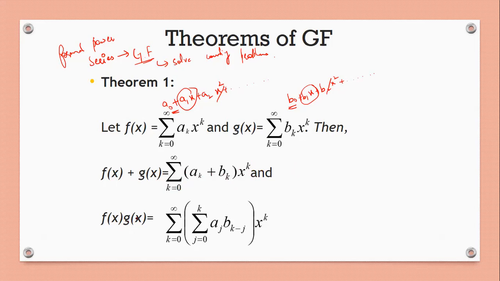Similarly, what will be f of x into g of x? We will multiply, and we will have a double summation. The double summation will be this way: a0 will be multiplied with all the terms, a1x will be multiplied with all the terms, and this will go on. So here k is equal to 0 to infinity, j is equal to 0 to k, we will keep on multiplying: aj times b(k minus j) x power k. You study in mathematics how you multiply infinite series. Now based on this, we have a few problems. Let's see the problem.